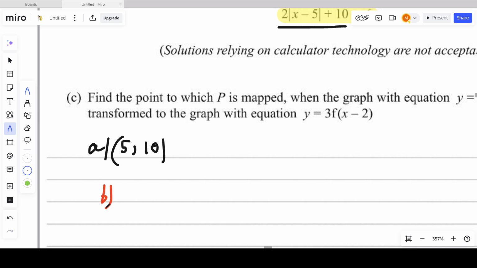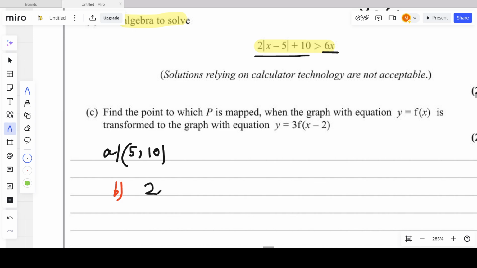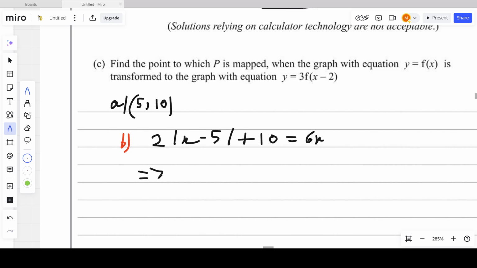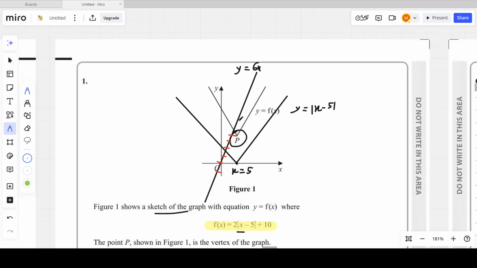So at critical values, what would be the case? Twice of x minus 5 plus 10 would be equal to 6x, since we are finding critical values. Now we know that if you take out the modulus, there are two possible values, either positive or negative. So which one would we consider? It depends on your sketch.